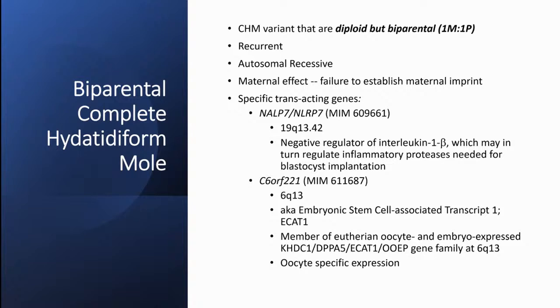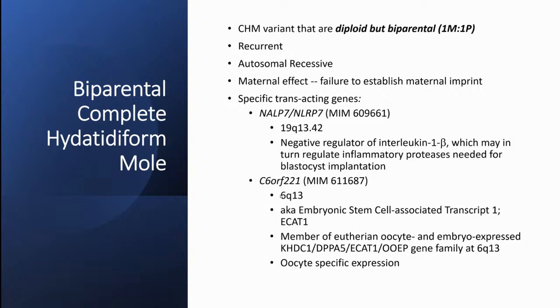These kindreds have been studied such that two transacting genes have been identified, one a bit more carefully than the other, and that's NALP7, which resides on chromosome 19. It's a negative regulator of interleukin 1 beta, which has been suggested to regulate inflammation that's required for blastocyst implantation. And how that ends up with a failure to establish the maternal imprinting isn't entirely clear, at least to me, but it does. Another gene that's been implicated is an open reading frame on chromosome 6.